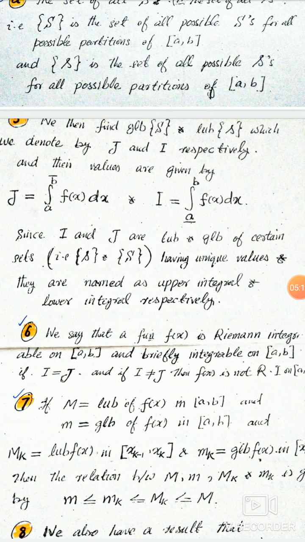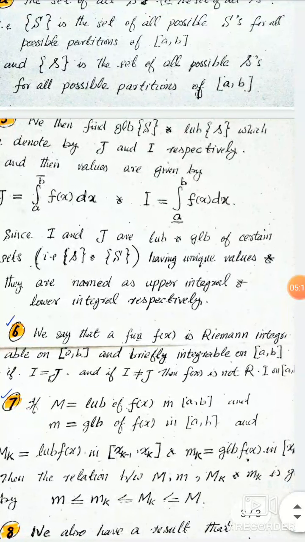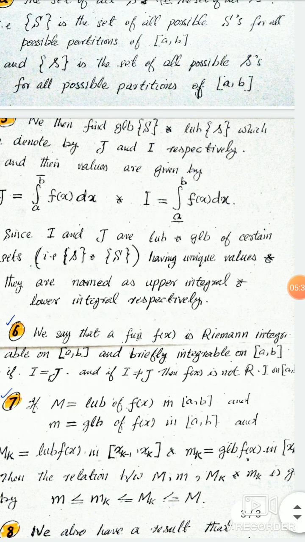Now, sixth, we say that a function f(x) is Riemann integrable on the closed interval [a, b], briefly integrable, if I is equal to J. If I is equal to J, it means that the function is Riemann integrable, and if I is not equal to J, then the function is not Riemann integrable on the closed interval [a, b].